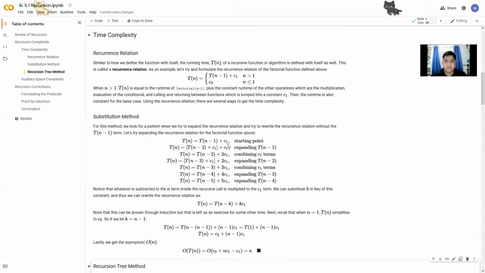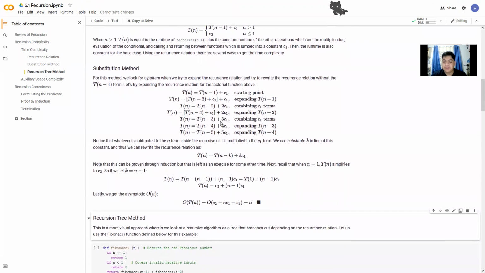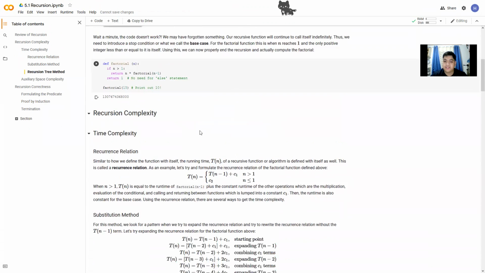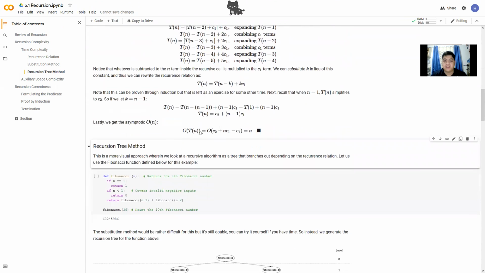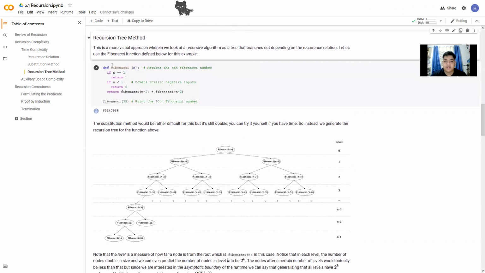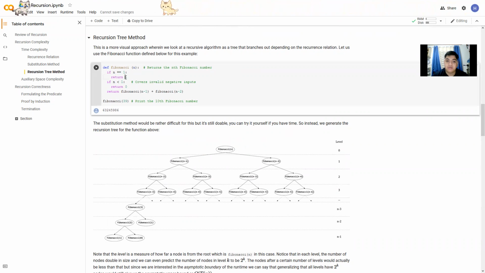You won't appreciate this with the factorial function, which doesn't really make a tree. So let's use a different function here called Fibonacci, which gets the nth Fibonacci number. I think you should be familiar with this. The Fibonacci of n is equal to the sum of Fibonacci of n minus 1 and Fibonacci of n minus 2. And then we define the first Fibonacci number to be 1, and the zeroth Fibonacci number to be 0.